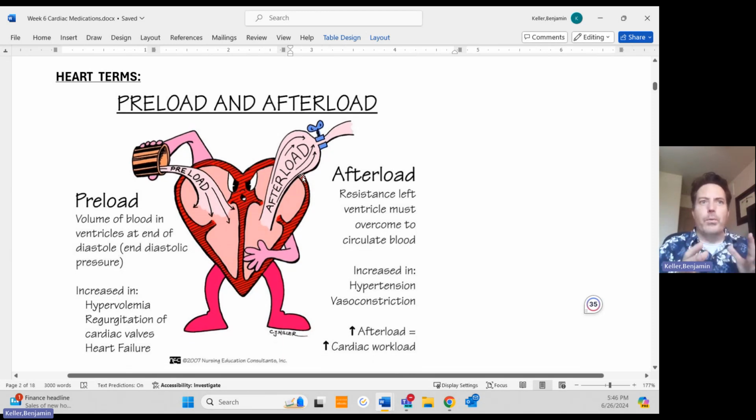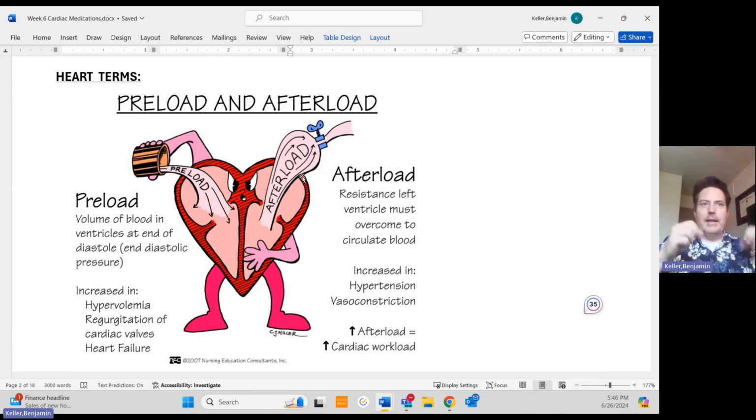So we have the preload, which is the volume of blood that's in the ventricles at the end of diastole. Now, remember we have systole and diastole. Systole is where the heart squeezes and depolarizes. That's the big pump with the left ventricle and right ventricle. And then everything relaxes in diastole. That's when the pump just kind of opens up and relaxes, and the heart is able to fill again. So then it can squeeze, and it's just like a pump.